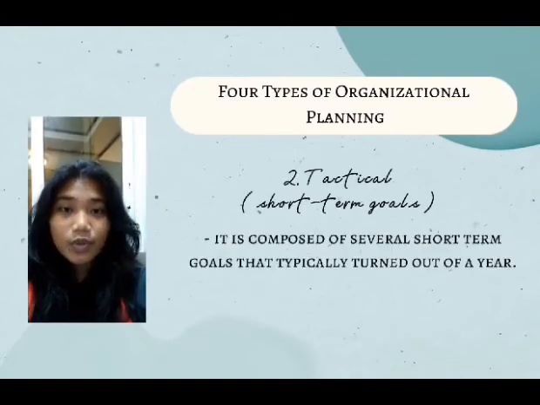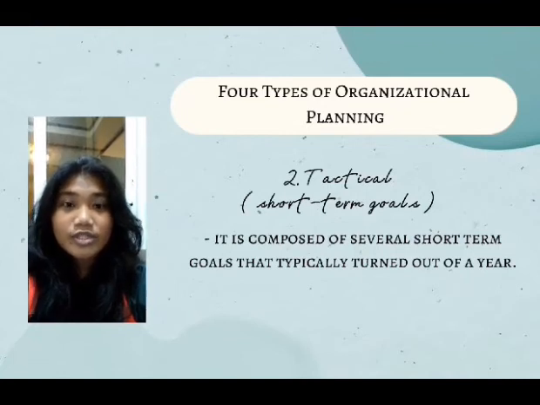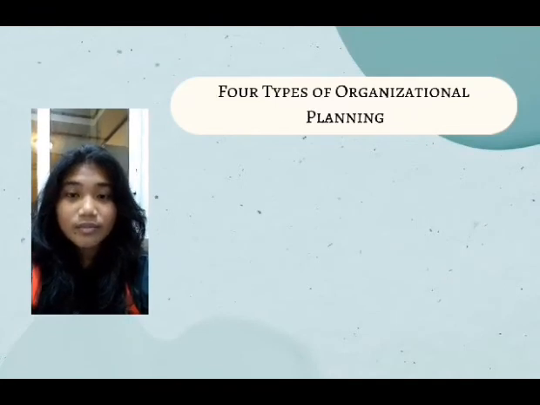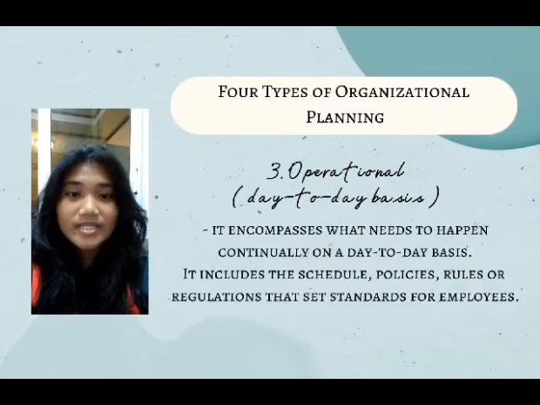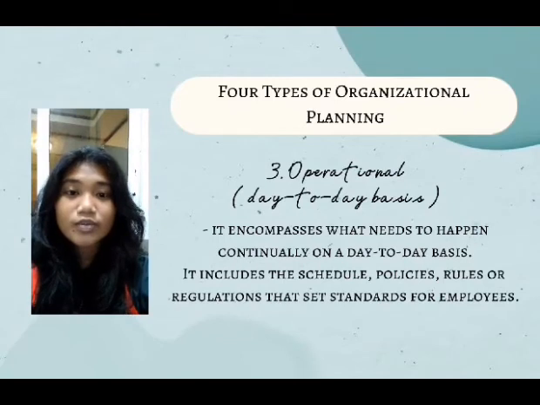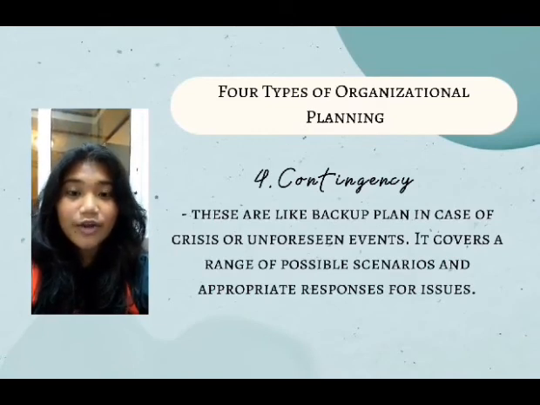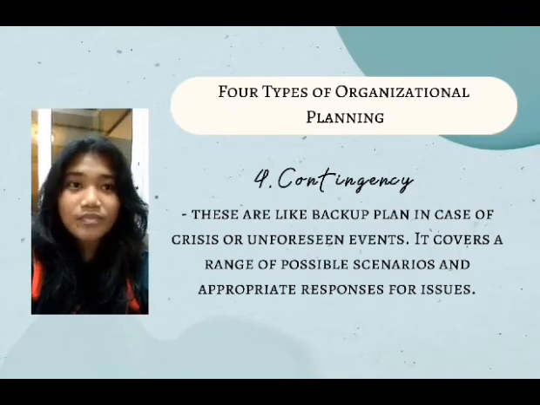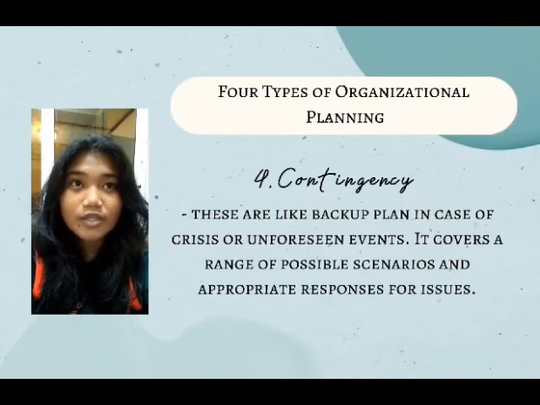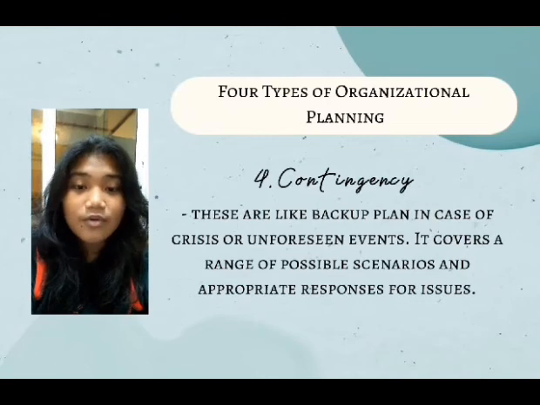Next is tactical, or short-term goals. It is composed of several short-term goals that typically span a year. So these are the goals that you want to achieve in a year. The third one is operational, or the day-to-day basis. It encompasses what needs to happen continually on a day-to-day basis. It includes the schedule, policies, rules, or regulations that set standards for employees. And last, the contingency. This is like the backup plan in case of a crisis or unforeseen events. It covers a range of possible scenarios and appropriate responses for issues. So in a business, you also need to have a backup plan in case of an emergency or any unforeseen turn of events, and you must also prepare appropriate responses to certain issues.